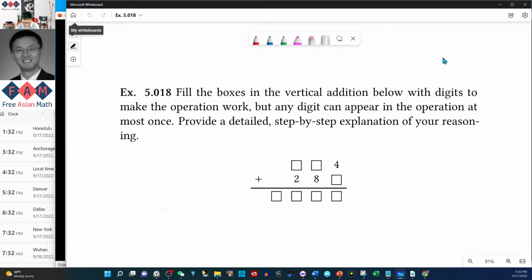So now we have this vertical addition problem. It's like a puzzle, but it does require you to exercise a lot of logical reasoning. So first, you want to read this problem carefully. This is a vertical addition. You have two 3-digit numbers and you add them up, get a 4-digit number. But the problem says that any digit can appear in the operation at most once.